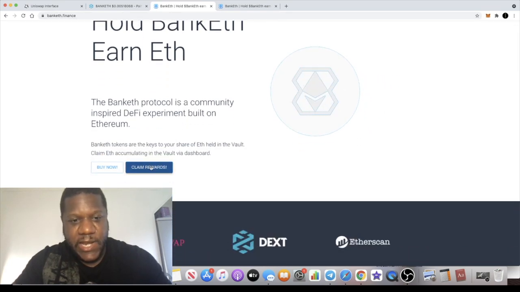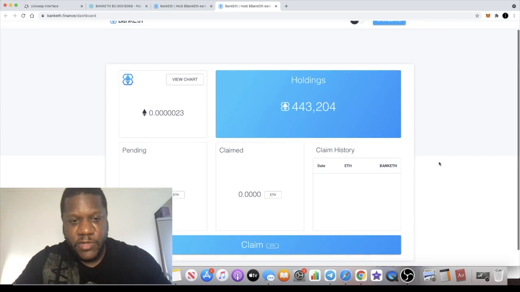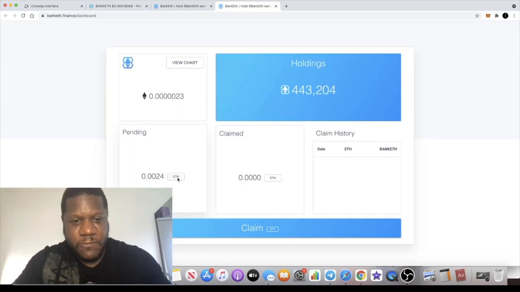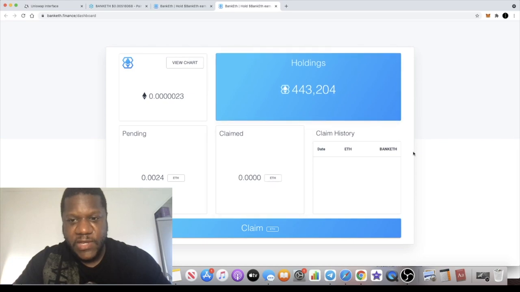You can claim your rewards by clicking this button here and it takes you to this page. As you can see, I have about 443,000 tokens, and I have some ETH rewards already pending. To claim them, I'll just click that button, and they will drop into my wallet. And you can reinvest or whatever.